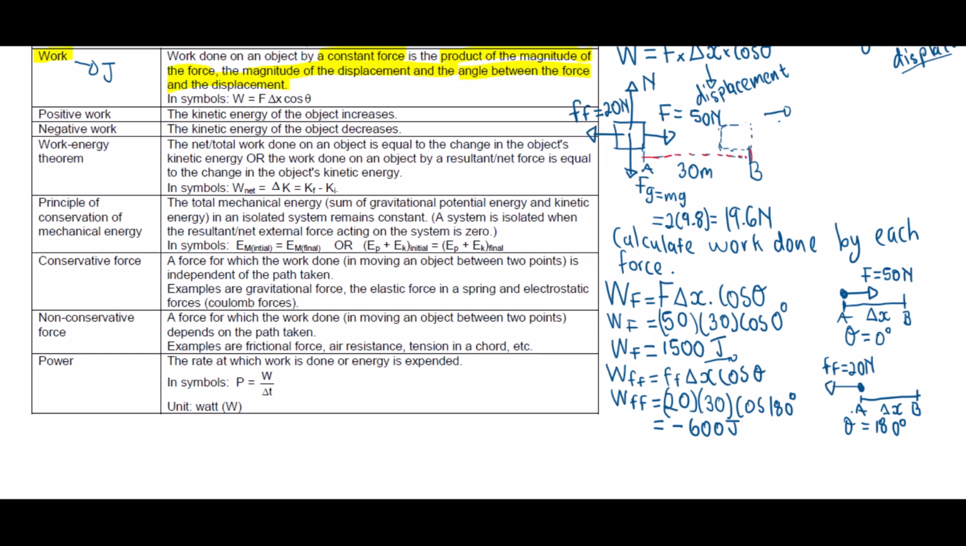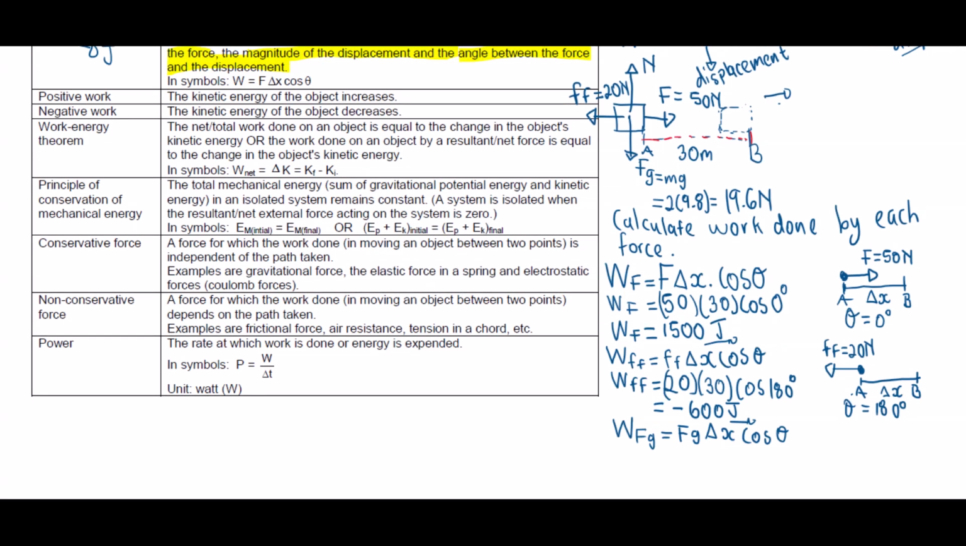And then good. Now the work done by the other forces acting there, like the normal force. Let's calculate the work done by gravity first. The work done by gravity is going to be the gravitational force times delta x times cos theta. Always when you're calculating the work done by a force, you take the force and multiply by delta x, which is the displacement of the object between those two points.